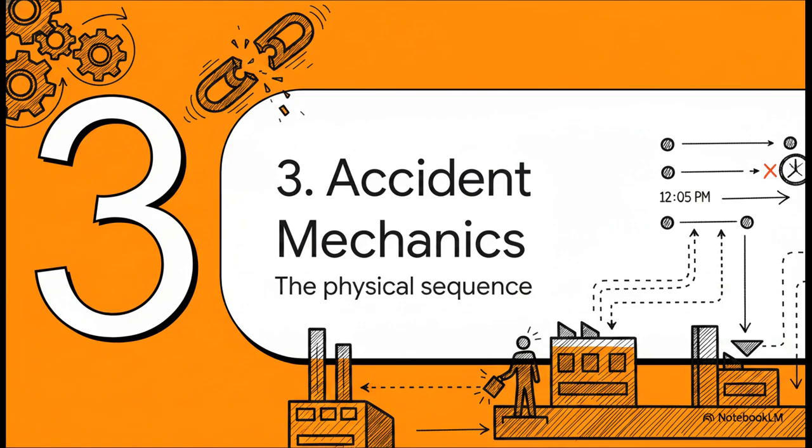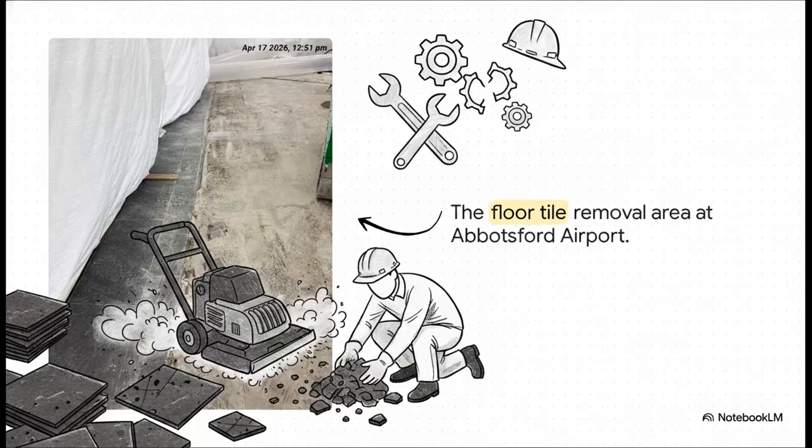Step 3, mechanics of the accident. Let's look at the physical sequence of events. If you look at the floor tile removal area here, you can see the exposed concrete underneath. Ashish was manually clearing debris right next to an active, powered electric floor scraper when it all went sideways. Just picture it. A heavy, motorized machine aggressively scraping up dark tiles, and right beside it, a worker bending down to clear the rubble with his bare hands.